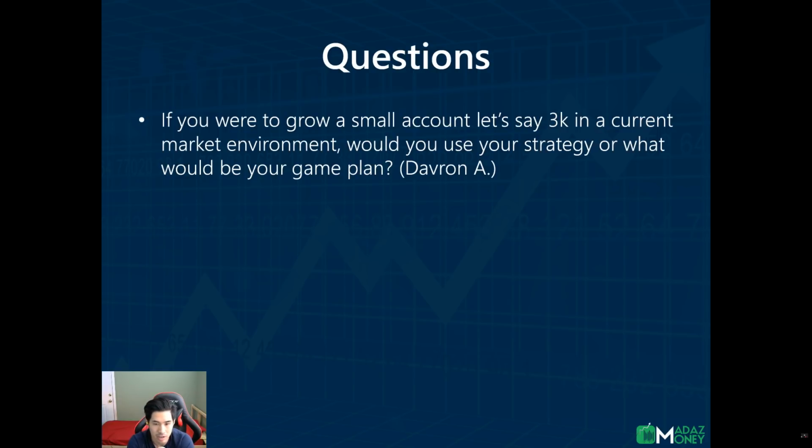You're in a 3K account. If you're subjected to PDT especially, you only got 3 trades in 5 days. So what you need to do is you got to find the trades that give you the biggest profit potential, right? So that way you get the most out of your 3 trades.